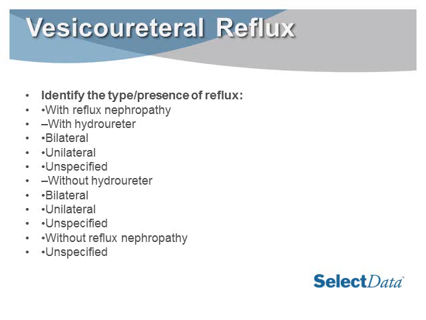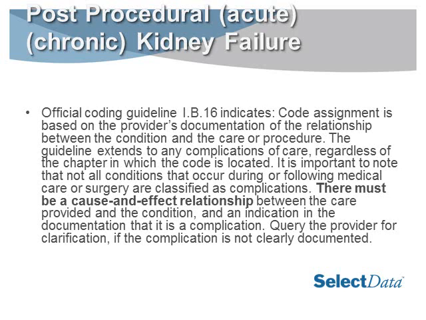To identify the type and presence of reflux: is it with reflux nephropathy, with hydroureter, is it bilateral, unilateral, or unspecified, although we would not use this in home health? Is it without hydroureter? Is it bilateral, unilateral? Again, we would not use unspecified. Or is it without reflux nephropathy? We would not want to use unspecified unless we absolutely could not get more specific information. And that would be a flag. That would be a red flag to CMS, yes.